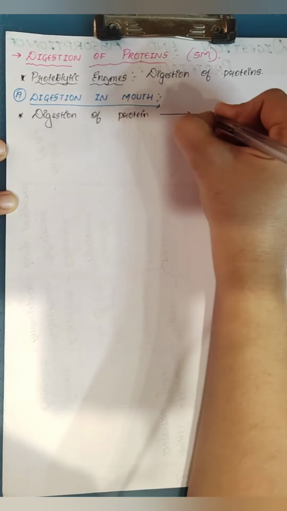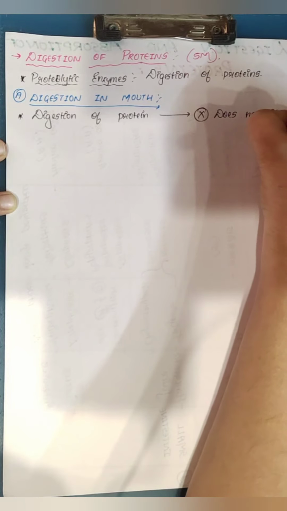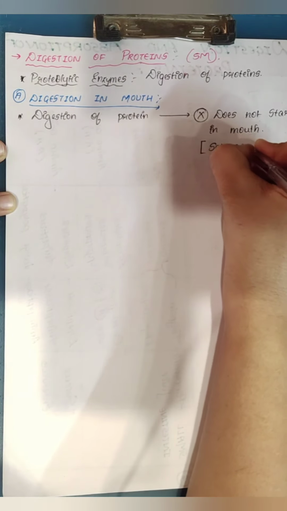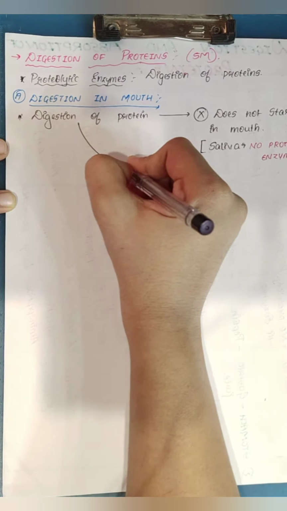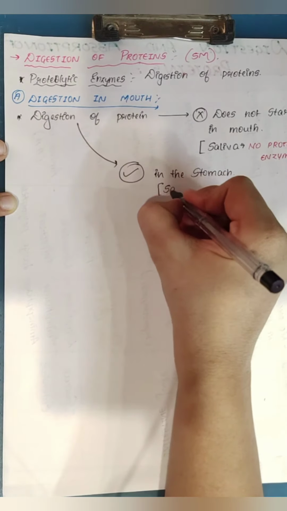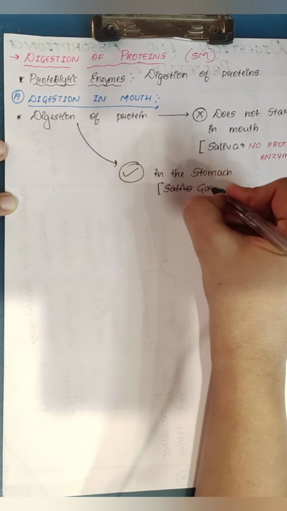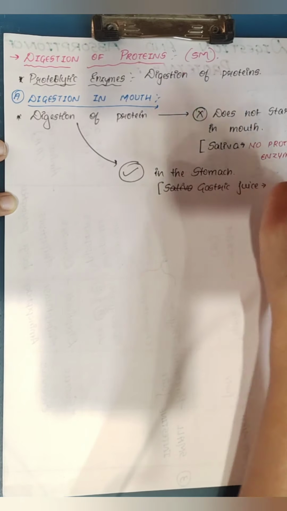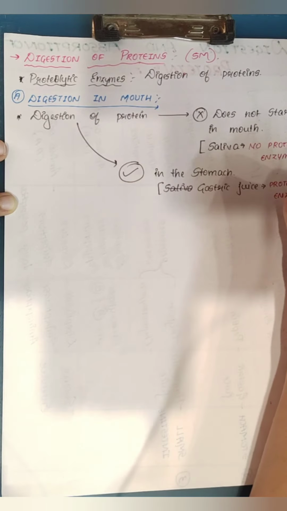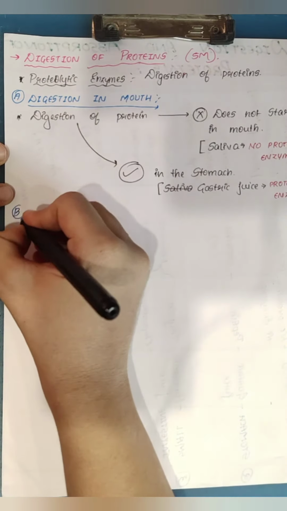So digestion of proteins does not start in the mouth. Why? Because saliva has no proteolytic enzymes. Therefore, where does the digestion of protein start? It starts in the stomach, because the gastric juice has proteolytic enzyme. Okay, this was about the digestion in the mouth. Moving on to digestion in the stomach.